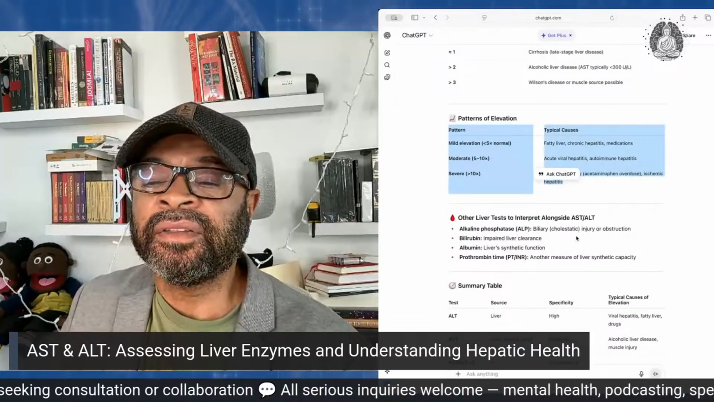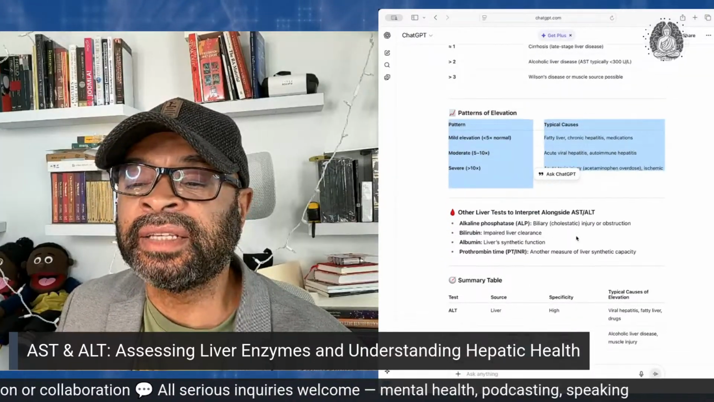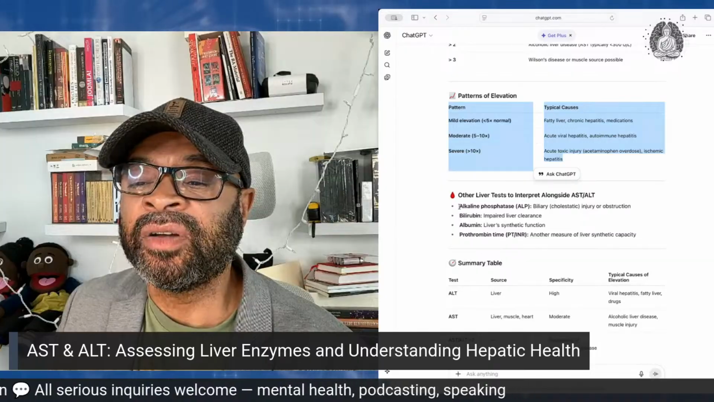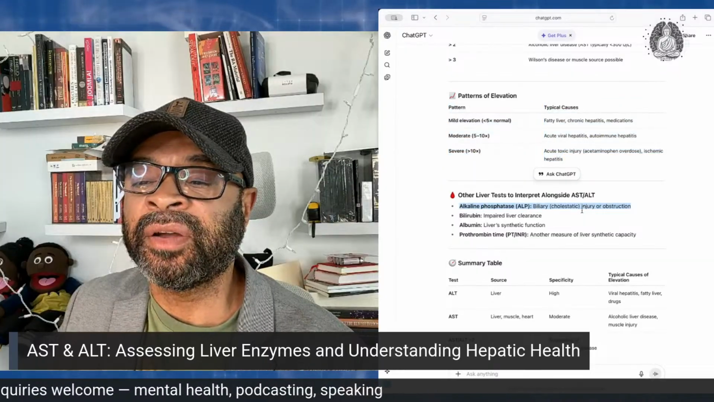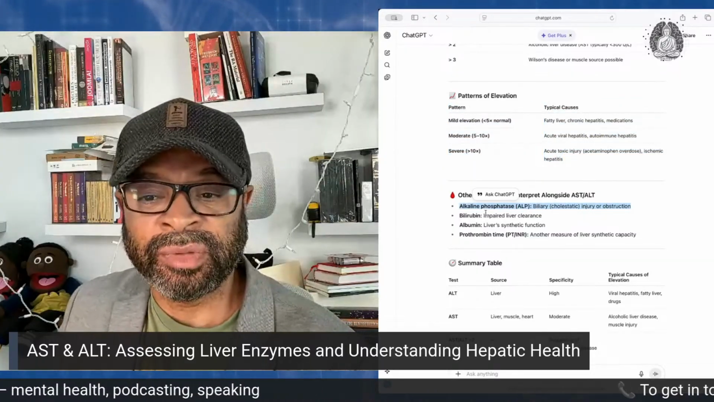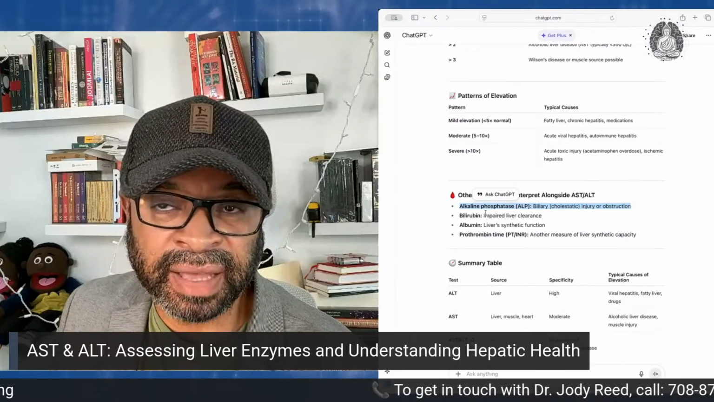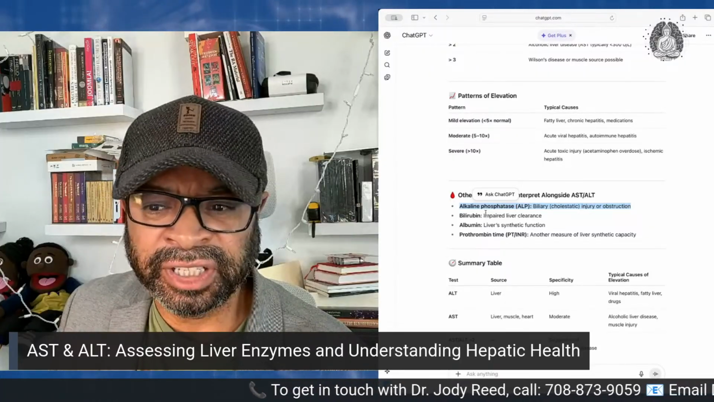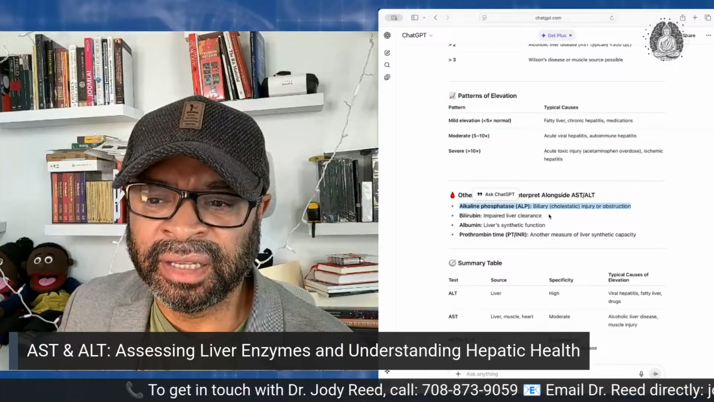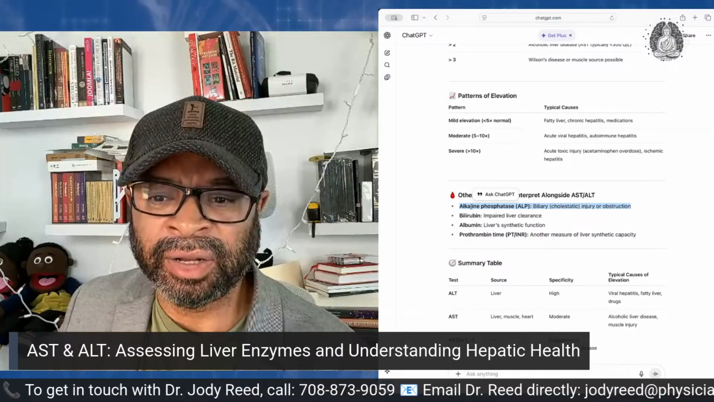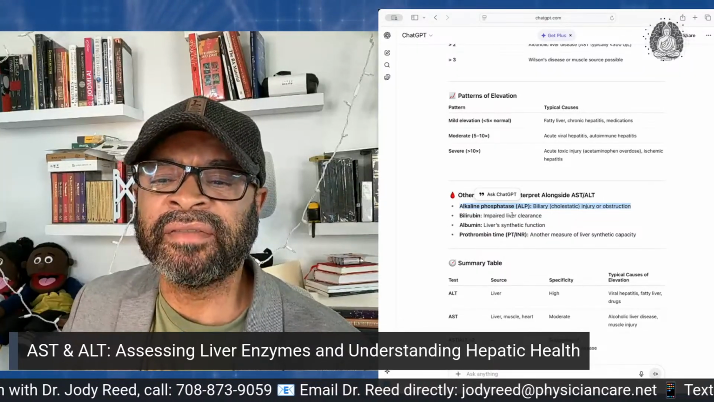Other liver tests to interpret alongside ALT include alkaline phosphatase, which points to biliary injury or obstruction. Remember, in alcoholics, fat metabolism malfunctions, leading to a buildup of bile and an increase in alkaline phosphatase.